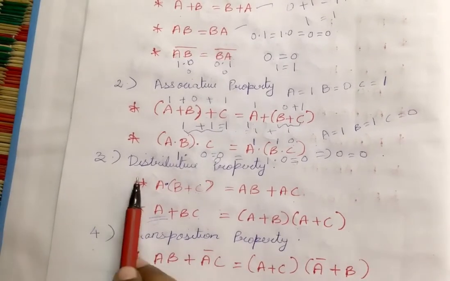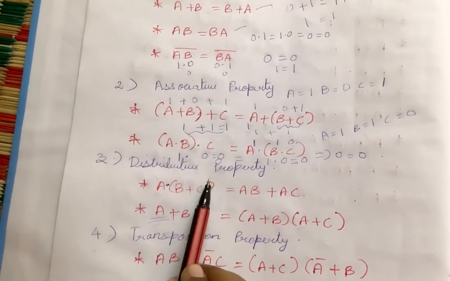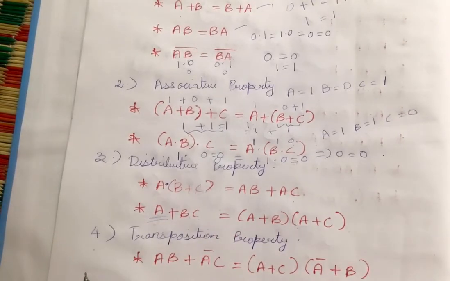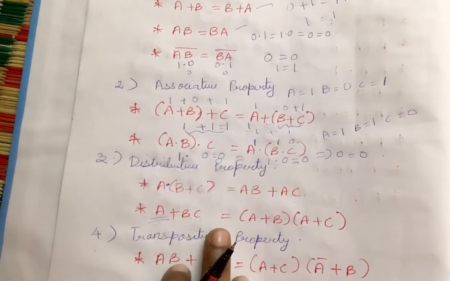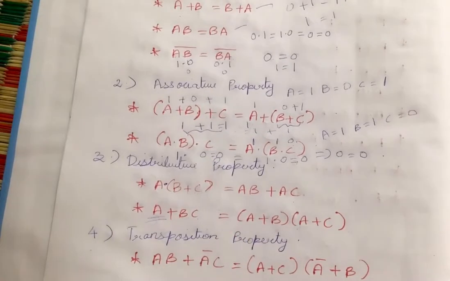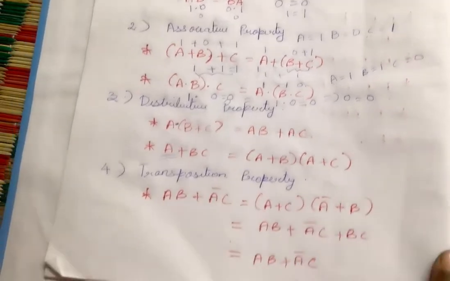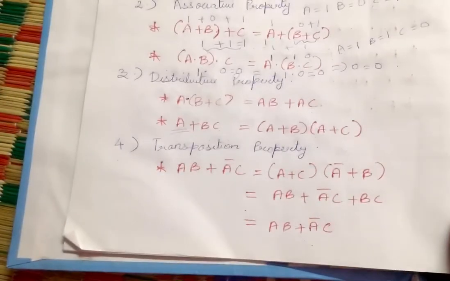I will draw the distributive property logical diagram once we study the logical gates. For now you just need to remember these conditions alone. I will draw the logic gates for the properties later. So next is the transposition property.